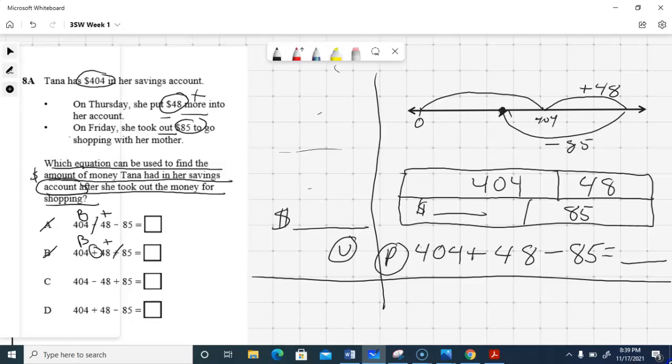The next one, C, it has us taking away the amount that she added to her account. That doesn't work. And we'll look at the last one. The last one has her adding the amount that she put in her account and taking away what she took out of her account. So that would be how we solve the problem. D, 404 plus 48 minus 85. Let's go ahead and look at the next problem.